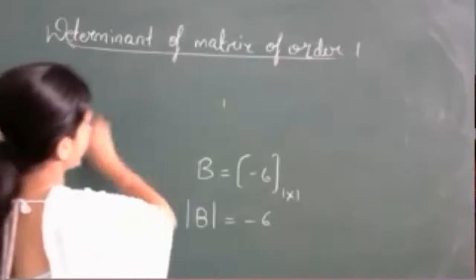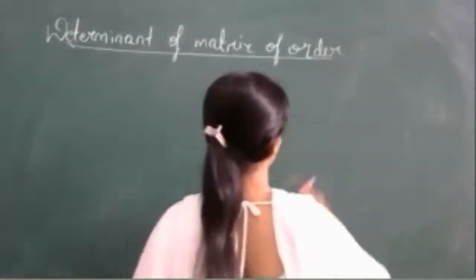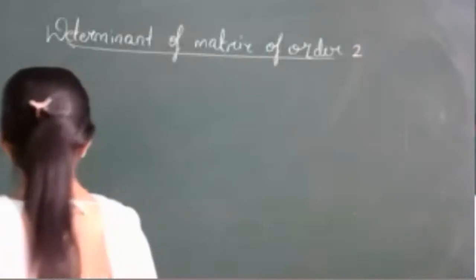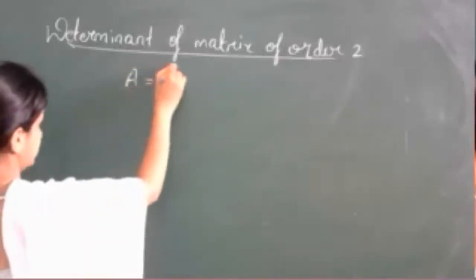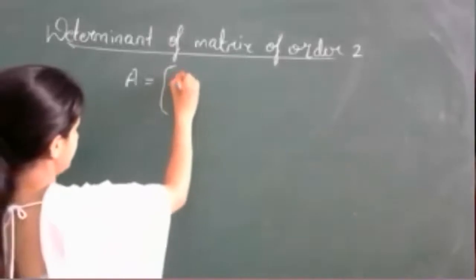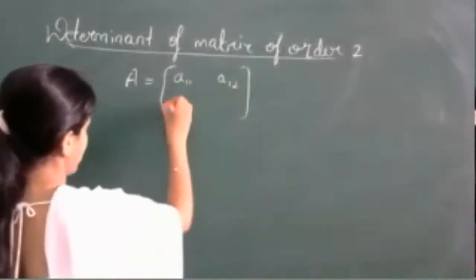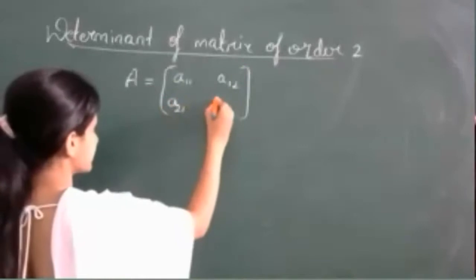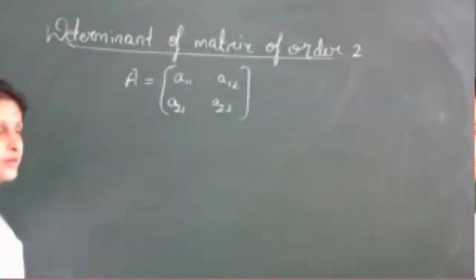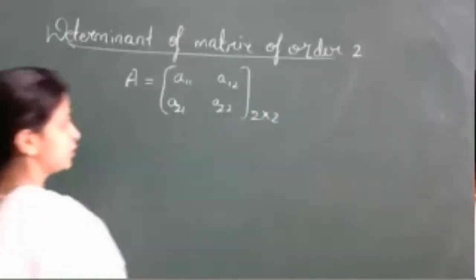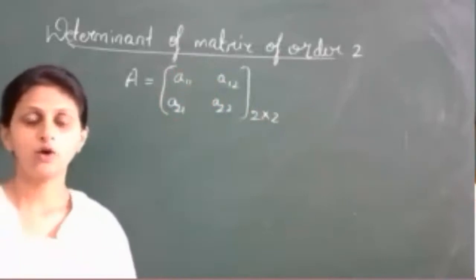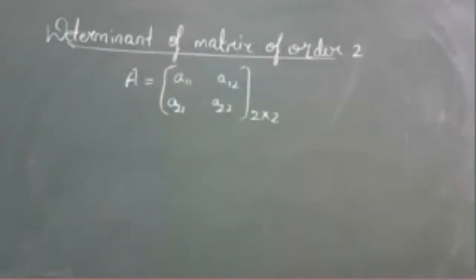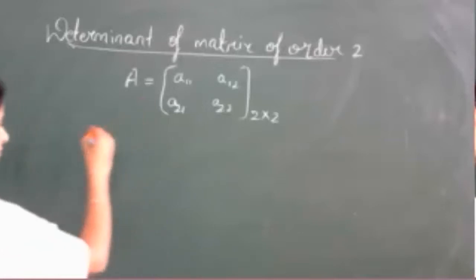Now if we want to find the determinant of a matrix of order 2, again I am speaking only of square matrices. Let us take a matrix of order 2. I hope you all remember the general representation of the matrix, right? Generally we will represent a 2 cross 2 square matrix like this. So what will be the determinant of this matrix, students?